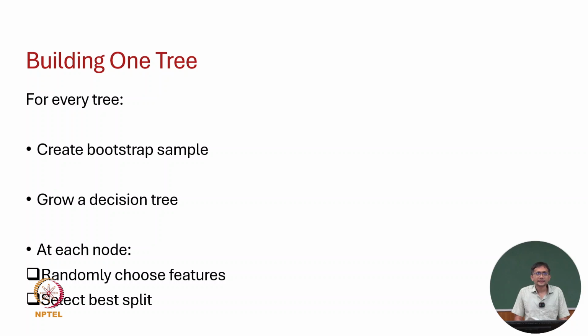So what happens with building one tree? For every tree, we create bootstrap samples and grow a decision tree such that at each node we randomly choose features and select the best split. So this is how one particular tree is built.